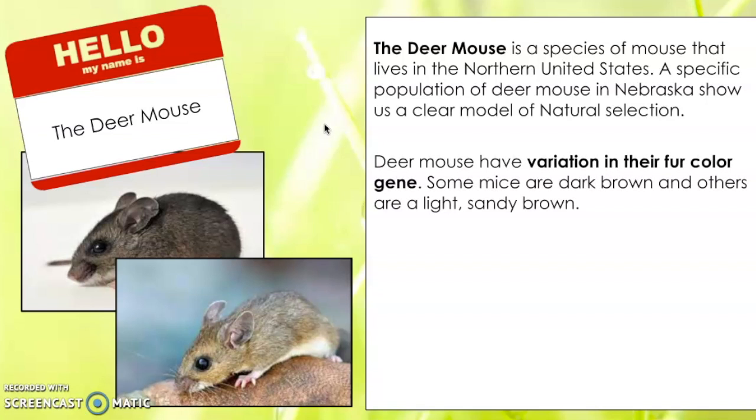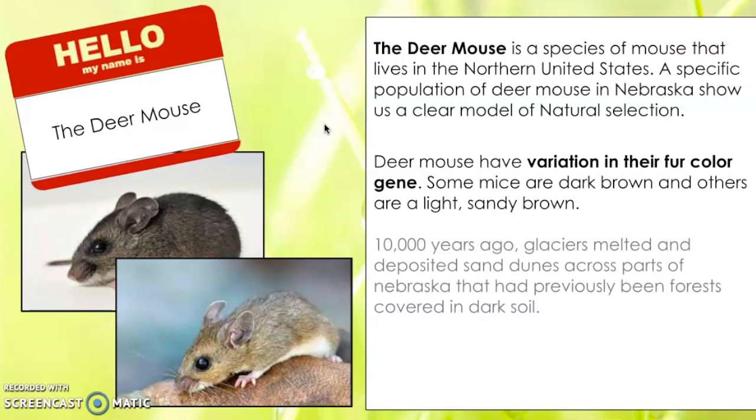Deer mouse, as you can see in the picture, have variation in their fur color gene. This means that some deer mouse are born dark brown and others are born a light sandy brown. Remember, this is based on the genetics that they receive from their parents. About 10,000 years ago, glaciers melted and deposited sand dunes across parts of Nebraska that in the past had been forest covered in dark soil.